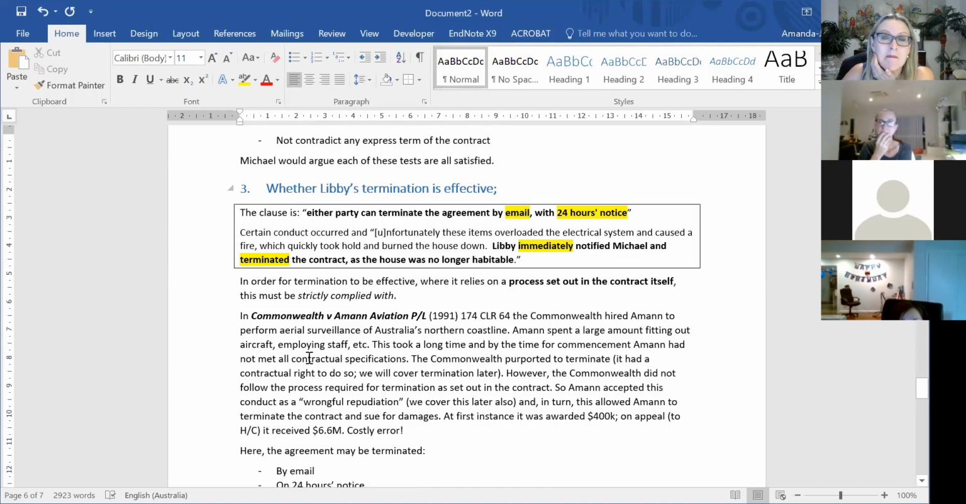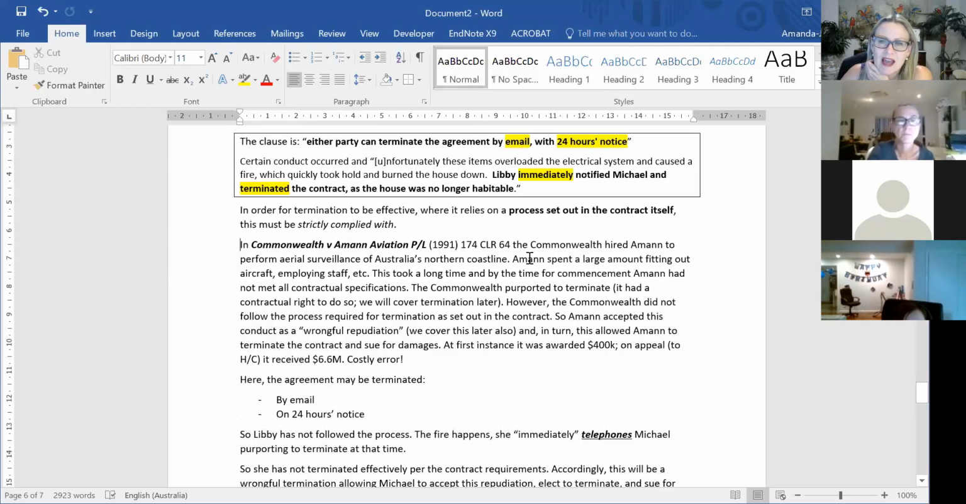It's just a massive tangle of, I was going to say idiocy, but we have Commonwealth contracting for a man to perform aerial surveillance along our top north coast. They spent a huge amount of money fitting out airplanes, and it took longer, and so unfortunately they were in breach because they hadn't finished everything according to Commonwealth's liking by the time they were meant to be ready to do so. Now, the Commonwealth purports to terminate under this contractual provision allowing it to terminate.